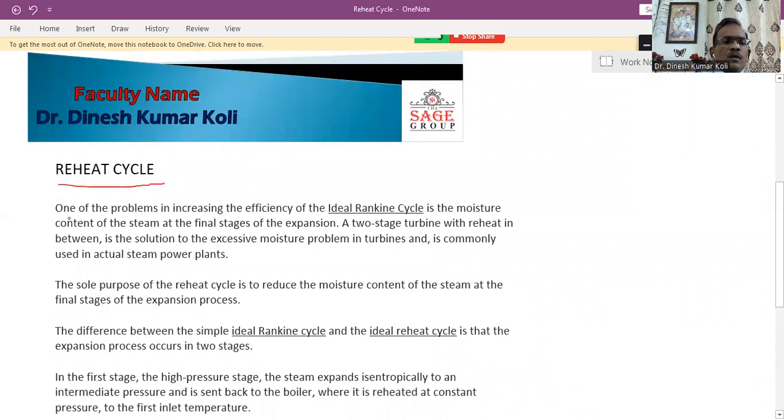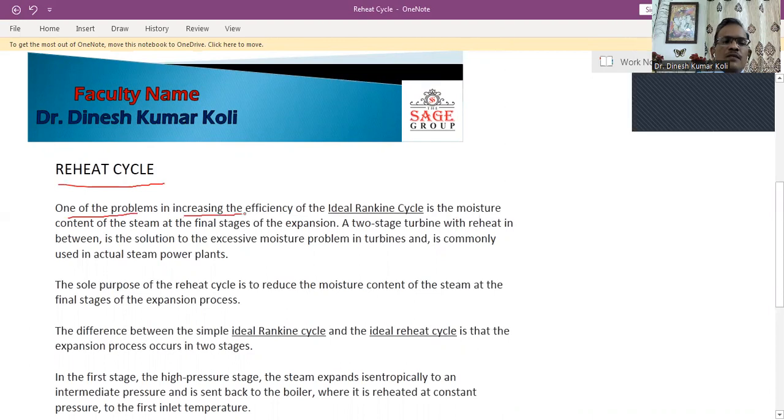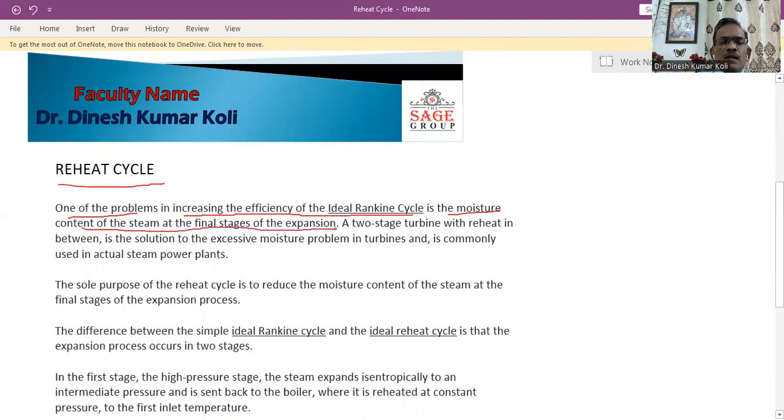One of the problems in increasing the efficiency of the ideal Rankine cycle is the moisture content of the steam at the final stages of the expansion. When the steam expands in the ideal Rankine cycle, moisture is present in the final stages. This moisture is harmful for the turbine blades, causing erosion and corrosion of the turbine blade, so it is not permissible.